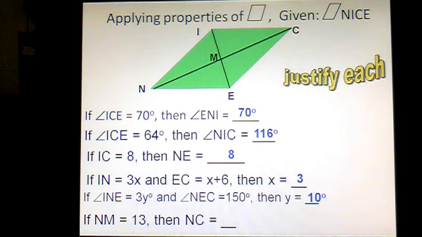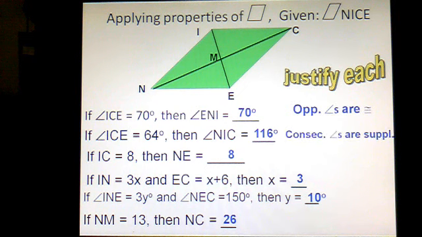And the last one on there, if NM is 13, that means NC is double that, because this is 13 and this is 13, which means NC is 26. And the reason for that is that last one that we just proved, that the diagonals bisect each other. In other words, IE is cutting NC in half, which means 13 and 13 on there. So there's my reasons, and that's how you write them.